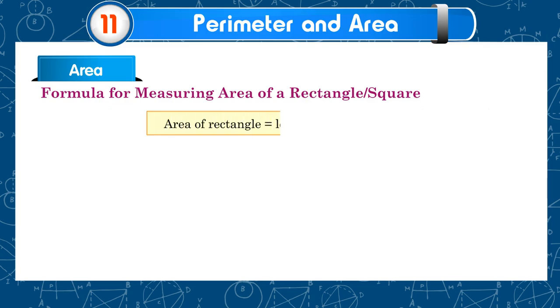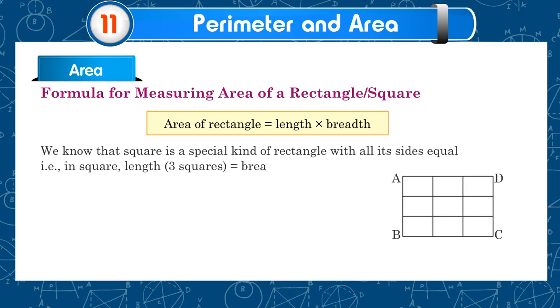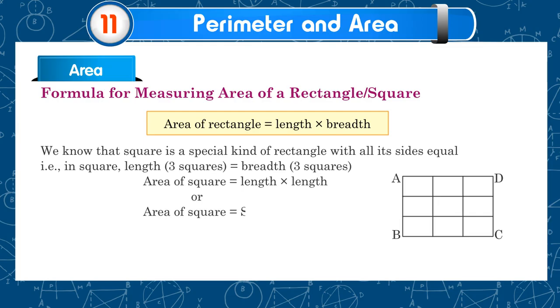We know that a square is a special kind of rectangle with all its sides equal. That is, in a square, length 3 squares is equal to breadth 3 squares. Area of square is equal to length into length, or area of square is equal to side into side. Area of square is equal to side square.